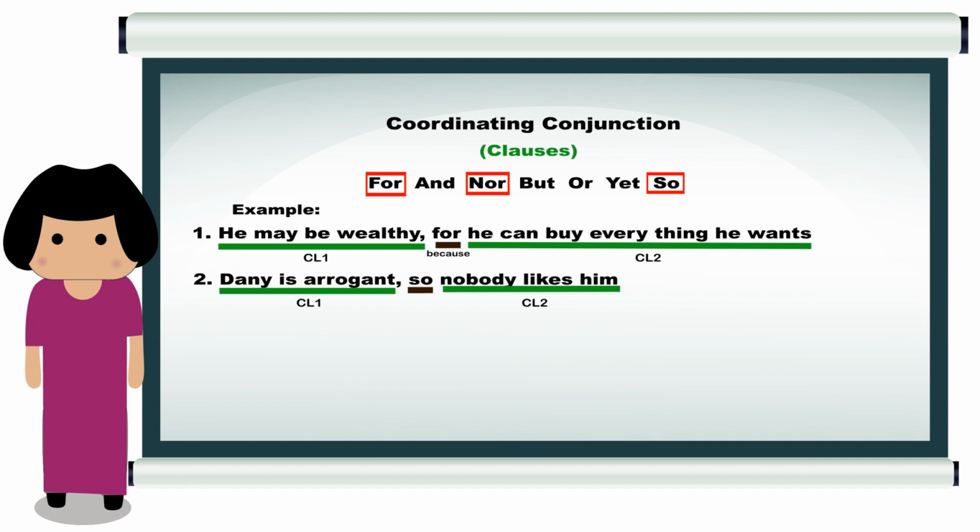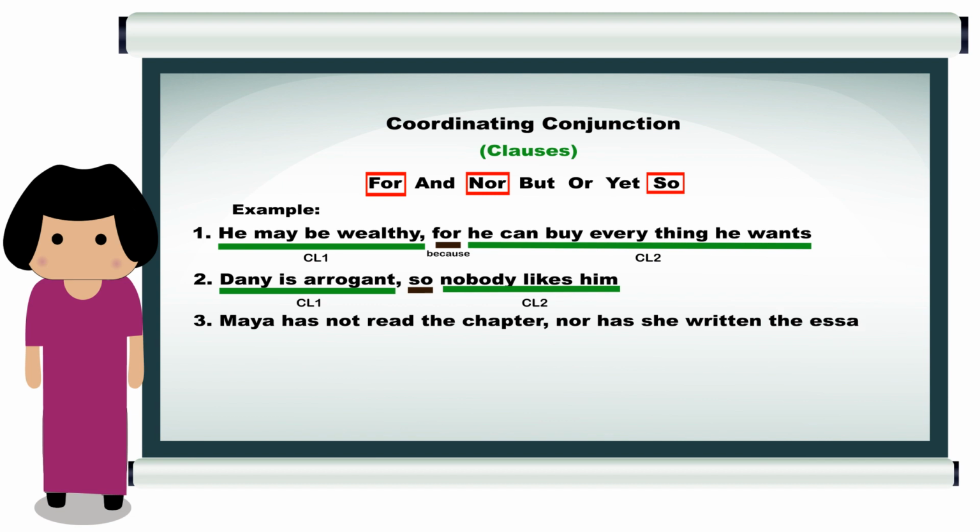Now, how about the use of nor? Nor is for giving choices, but with negative meaning. Now let's see this example: Maya hasn't read the chapter, nor has she written the essay. Can you see the difference between this sentence and the two previous sentences? Yes, the sentence after nor. Now let's look at the clauses connected by nor. The first clause is Maya hasn't read the chapter. This is clause 1. And the second clause, has she written the essay.